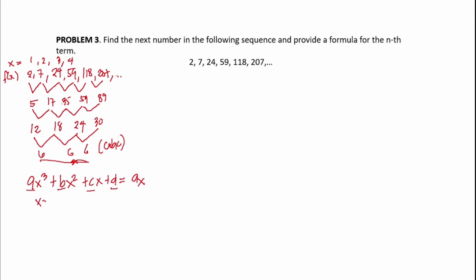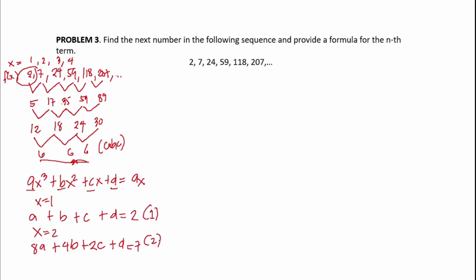So when x is equal to 1, when you substitute the value for x in the general form, this would become a plus b plus c plus d is equal to the value for f of x, which is 2. So we have equation number 1. Next we have equation number 2. x is equal to 2. Substitute here 2 cubed, that is 8. So 8a plus 4b plus 2c plus d is equal to 7. So this is equation number 2.